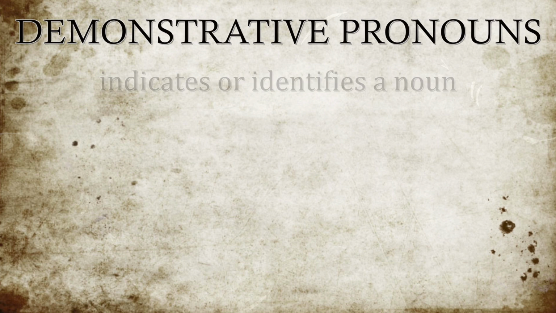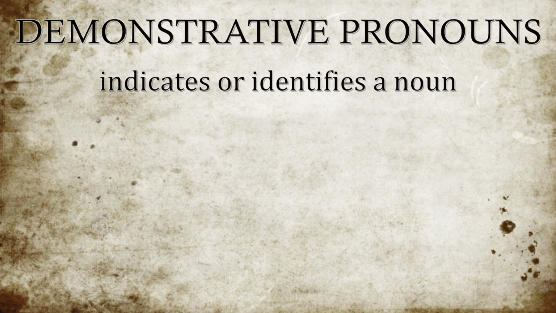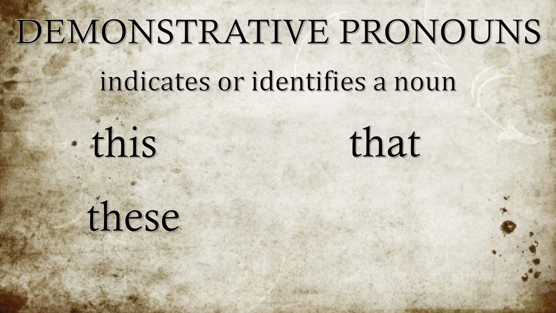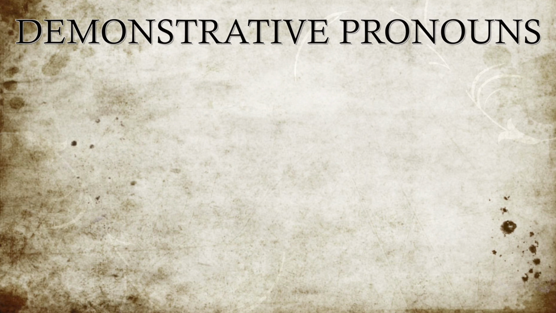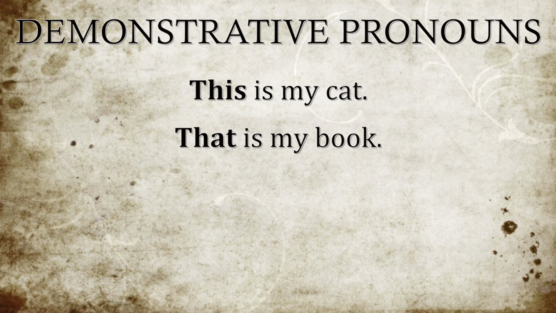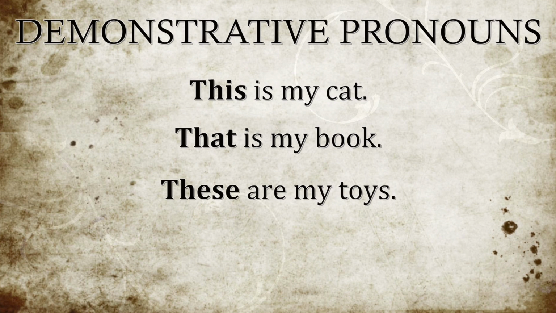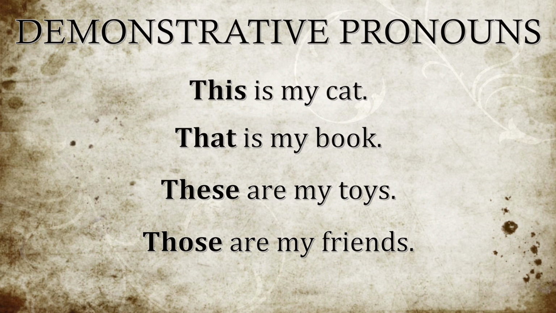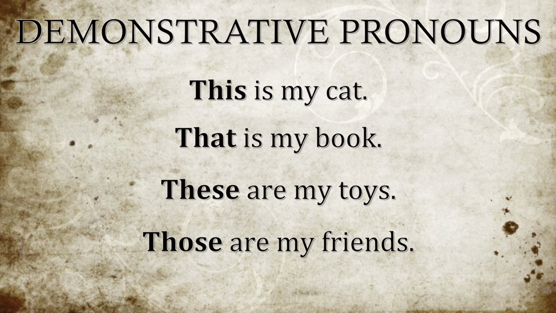Demonstrative pronouns means to indicate or identify another noun. So these are the demonstrative words that we've talked about, like this, that, these, or those. As an example, you could say, this is my cat. That is my book. These are my toys, or those are my friends. The demonstrative pronoun must substitute for a noun in order for that to be classified as a pronoun.